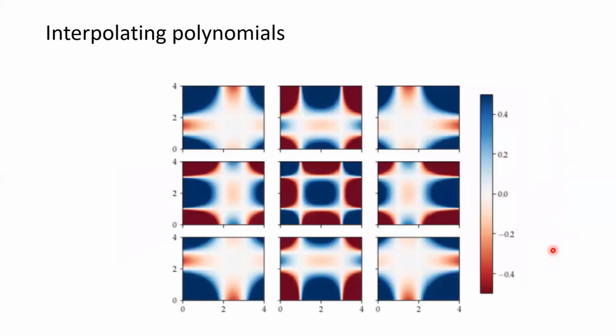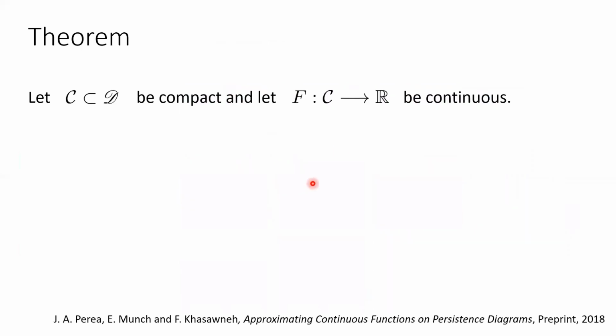This is another type of function. These are called interpolating polynomials. They're a little bit more complicated, but they also give you functions on the birth lifetime plane. So here's the theorem that one can prove with these template functions.